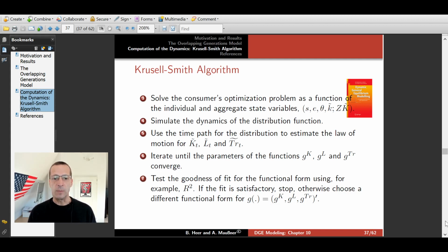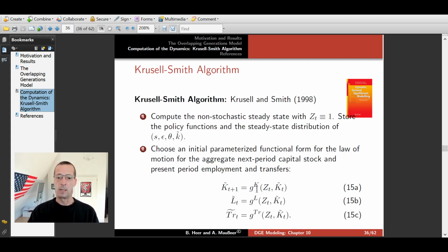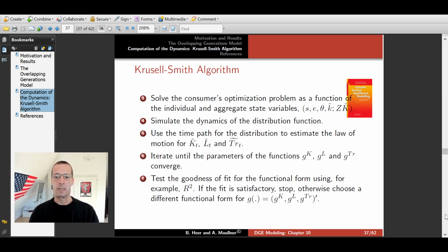We simulate the model. From the simulation, we get a time path for the distribution. And of course, if we determine the aggregates from the distribution, we get a law of motion for K, L, and transfers for our aggregate state variables. And we use these time paths to update our functional relations 15a, b, and c by updating our estimates for these functional relationships until they converge.